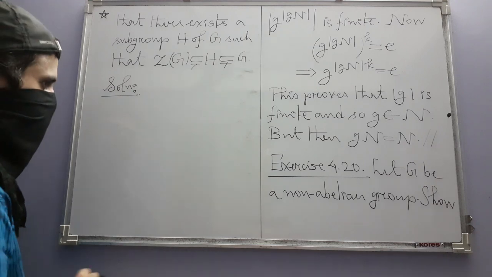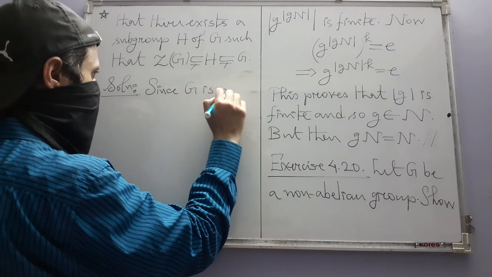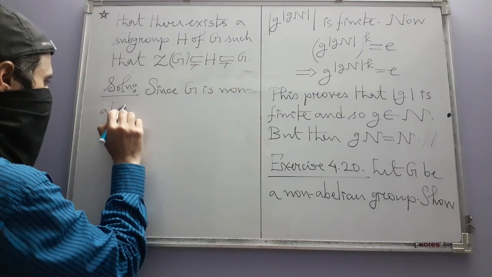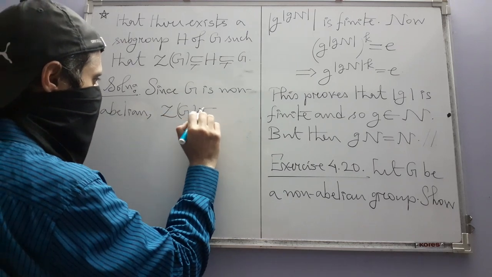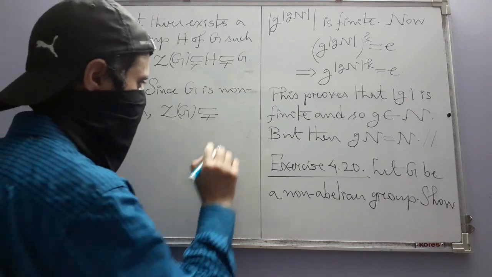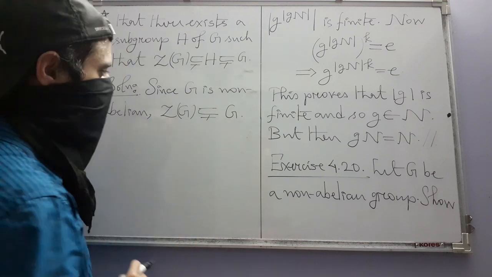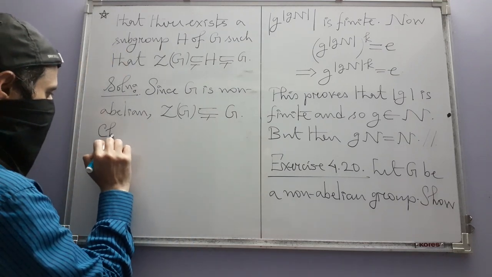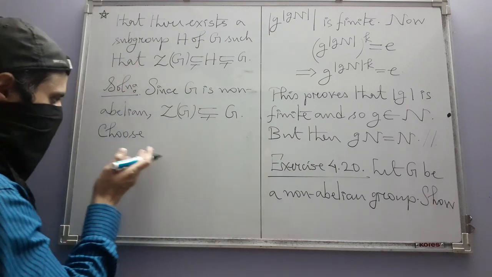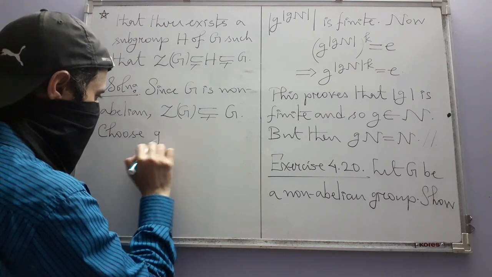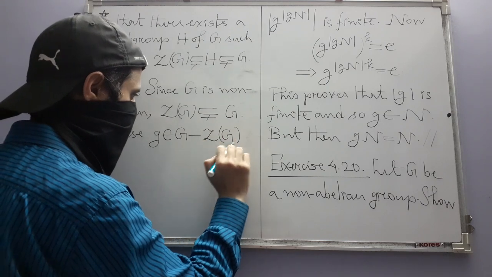Okay, so let's start. Since G is non-abelian, first of all, the center of G cannot be the entire G due to its non-abelian nature. So it will be a proper subset of G. That means we will be able to find at least one non-central element. So we are now going to choose one such. Choose some element g in G which does not belong to the center.